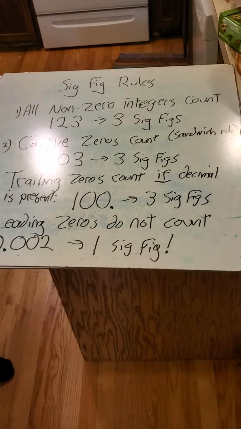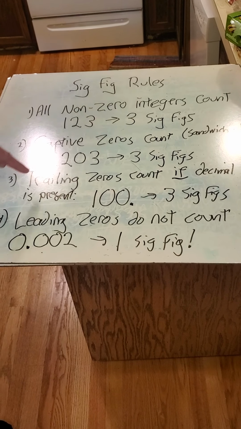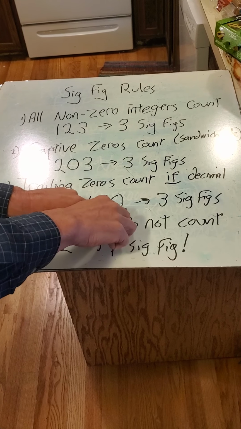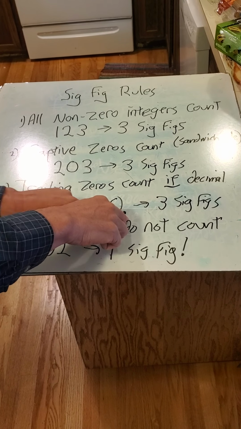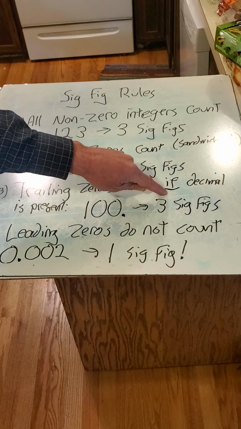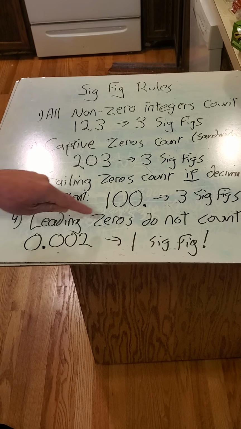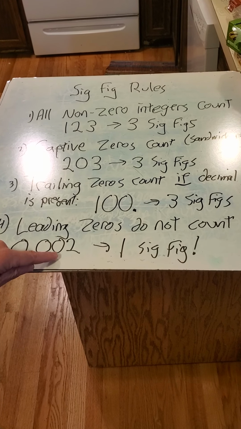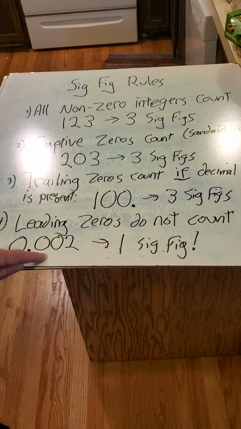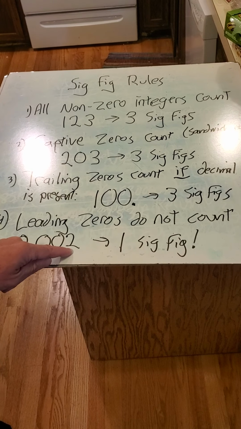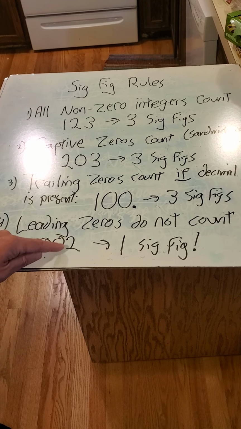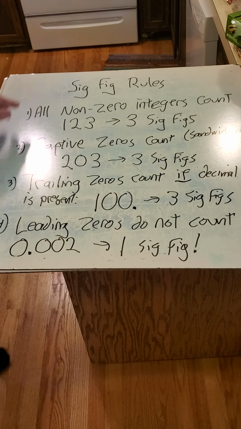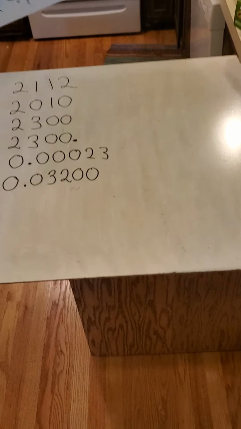Number 3, trailing zeros count if a decimal is present. So 100 with a decimal there, the decimal means it's exactly 100, and those 2 zeros count, so 1, 2, 3, 3 sig figs. Now leading zeros do not count. So for example, 0.002, because these are leading zeros in front of that 2, these are just placeholders. They don't count. There's only 1 sig fig. So with that, I thought we'd go through a few examples.